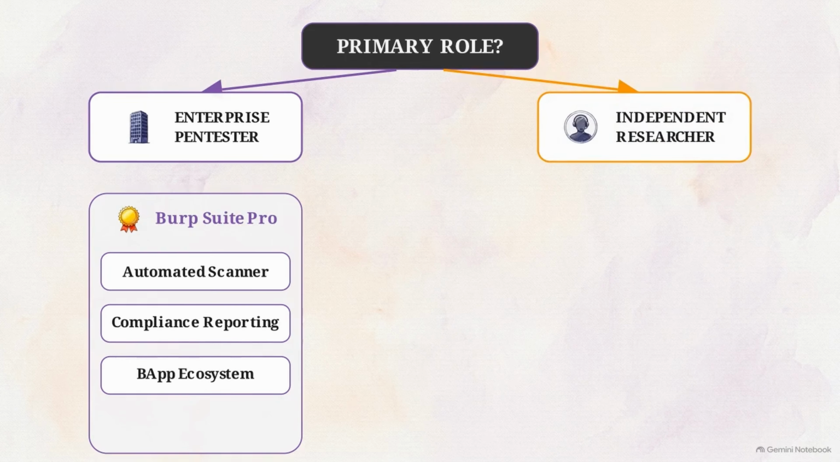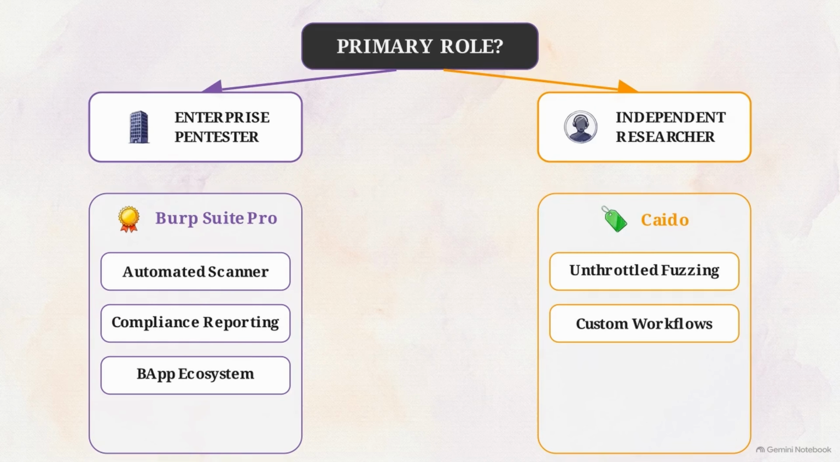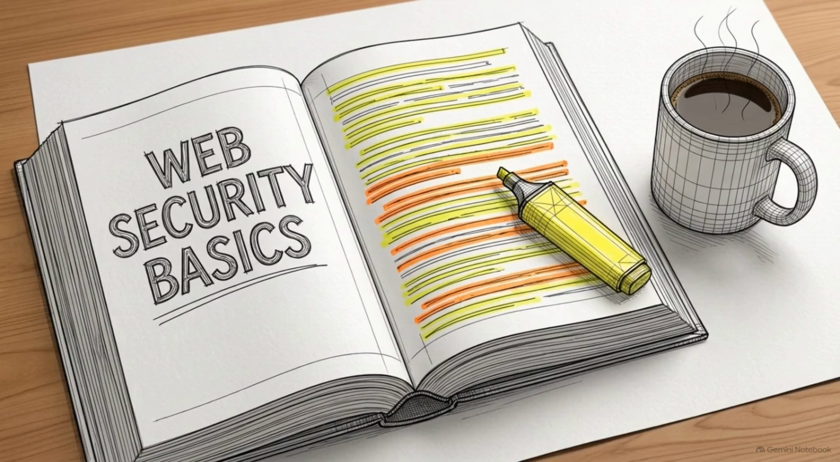But what if you're a solo bug bounty hunter or independent researcher? Operational speed and budget are your highest priorities. Here, Caido shines. You trade legacy extensions for high-speed workflows, extreme customization, and a lower cost, testing at the speed of modern development.